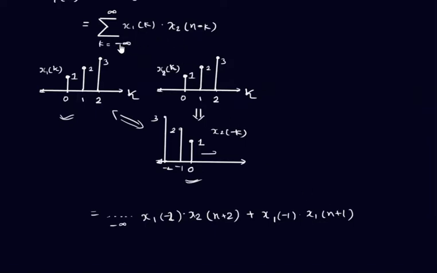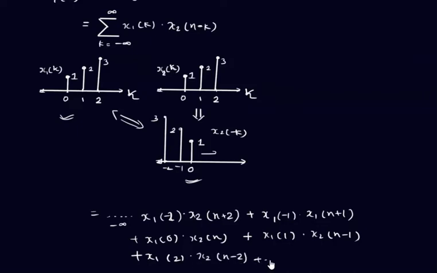Now just put the value k equal to 0. So what we will have is x1 of 0 into x2 of n minus 0, that is x2 of n. Plus put value 1, that is x1 of 1 into x2 of n minus 1, and then x1 of 2 into x2 of n minus 2, up to positive infinity. Here we just have to put the value of 2.